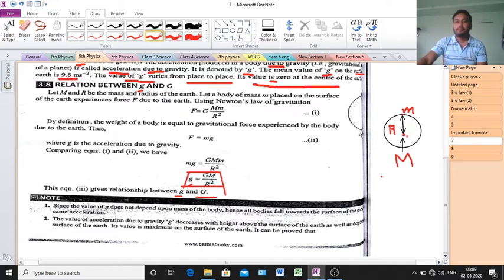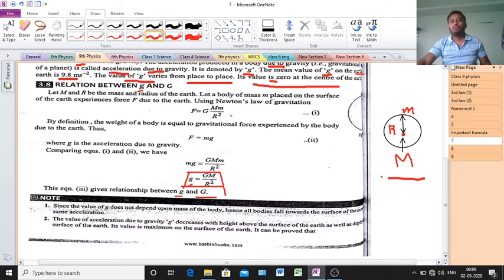Let's say the mass of the earth is capital M, and the radius of the earth is capital R. Clear or not? That is the center of the earth.